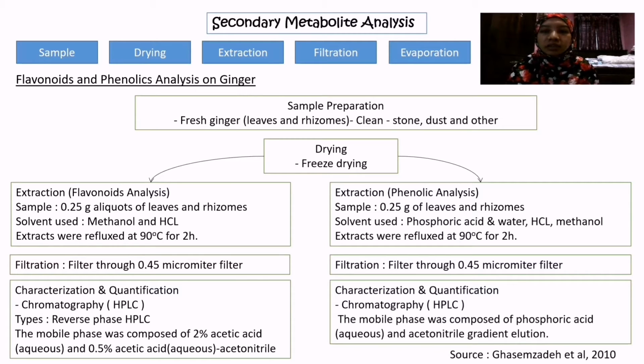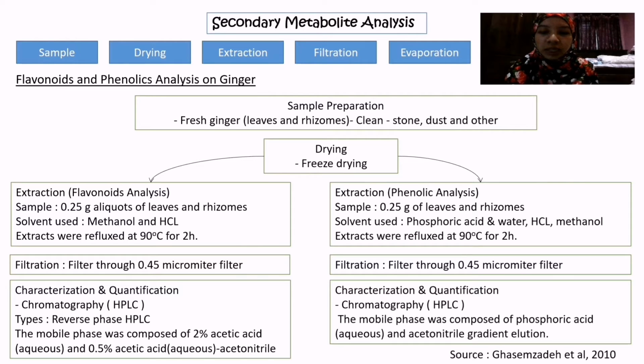Next is extraction for flavonoid analysis. The extraction is refluxed at 90 degrees Celsius for 2 hours, which is repeated solvent evaporation and condensation without the loss of solvent. This technique is used in Soxhlet extraction. The next step is filtration. And the last step, for characterization and quantification, a chromatography technique was chosen and HPLC was used to separate.